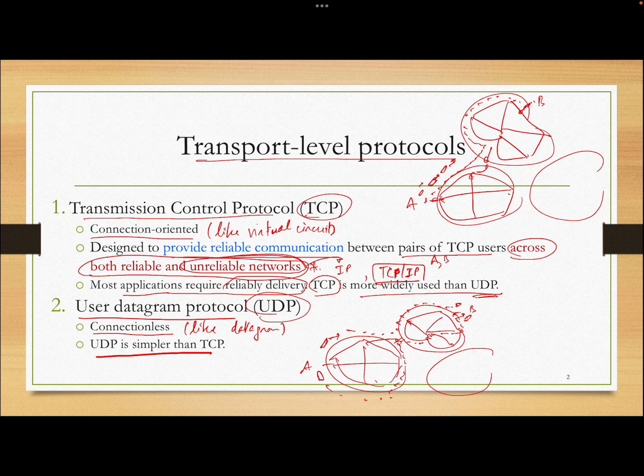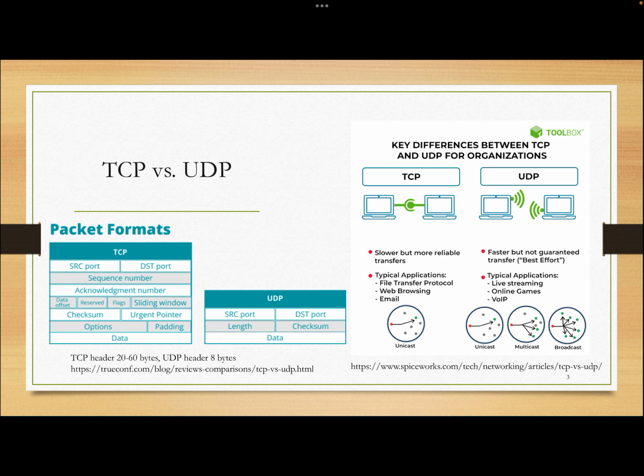UDP is simpler than TCP because we want it to be fast. When speed is more important than reliability, then we use UDP. So basically, this clip will explain the difference between TCP and UDP. And this is the packet format. For TCP we have a TCP segment, and this is the header. We have a 20 to 60 byte header.